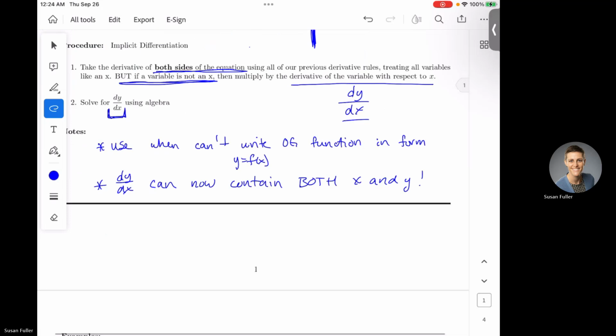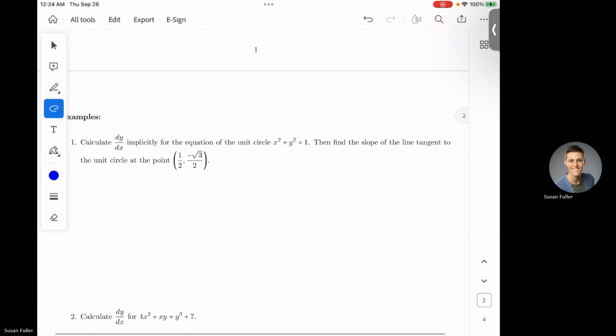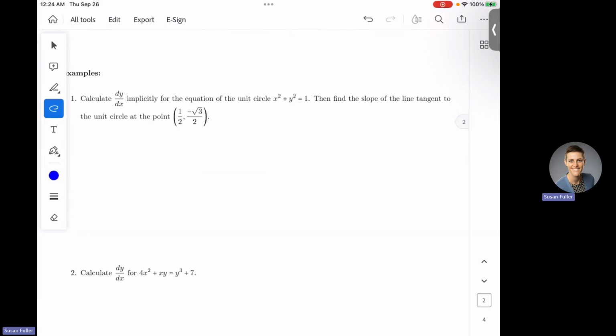Okay, let's do this. I want to calculate dy dx implicitly for the equation of the unit circle x squared plus y squared equals 1. And then we need to find the slope of the line tangent to the unit circle at the point 1/2, negative root 3 over 2.